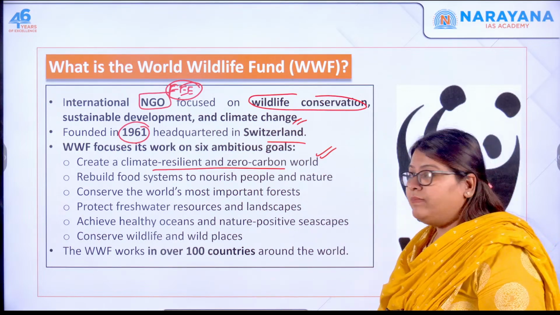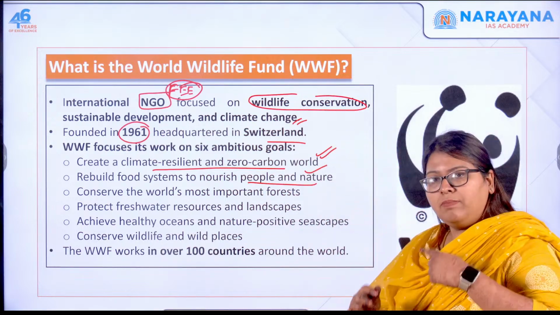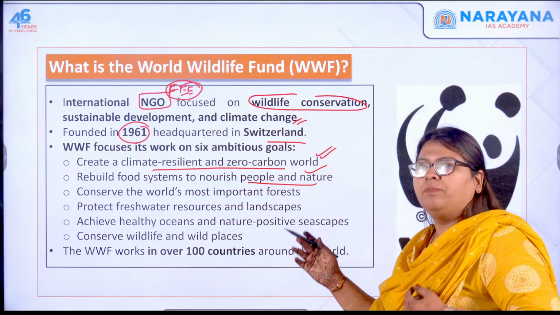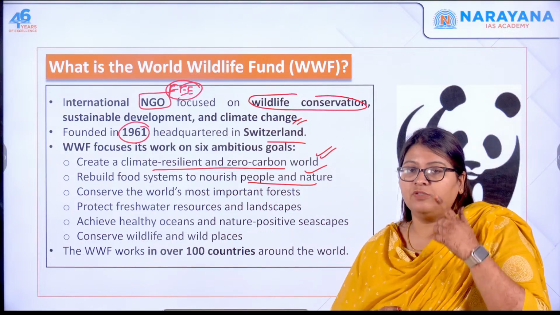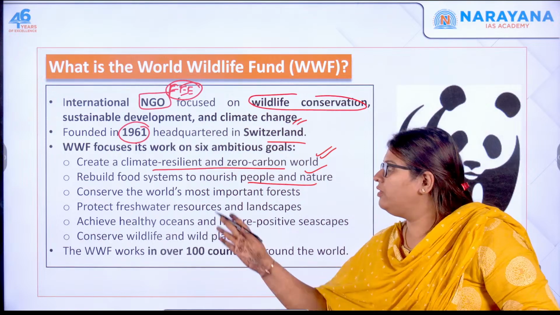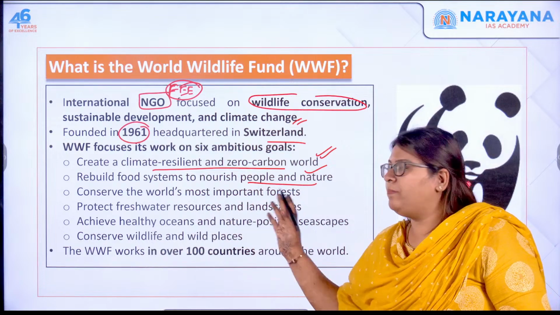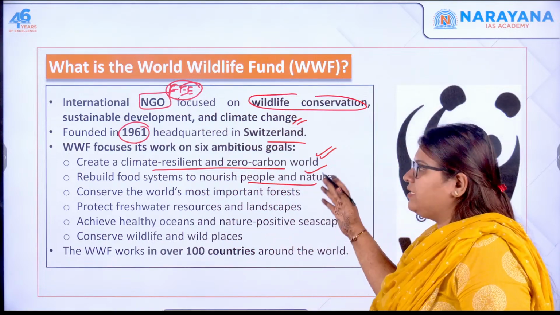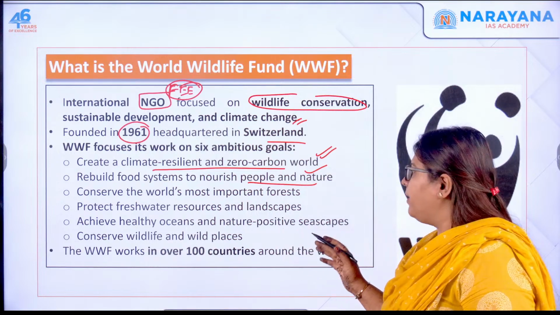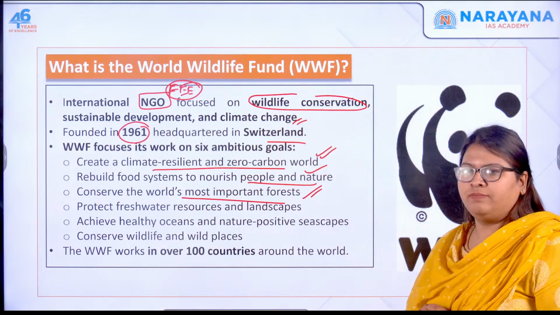Also, it aims at nourishing the people and the nature. So you have to rebuild the food system so that you nourish the people and the nature. These kinds of sentences can come as the objectives of WWF. Don't think it is nourishing the world and the nature. It is because this has been taken from the website itself. Okay. So, conserve the world's most important forests. Yes.